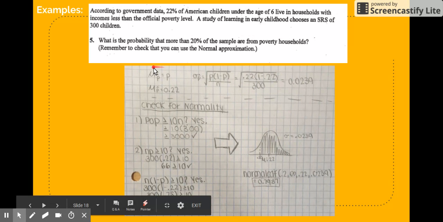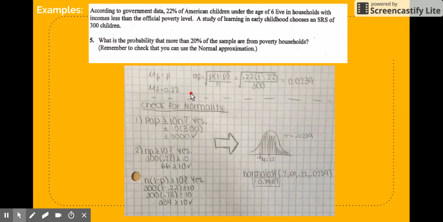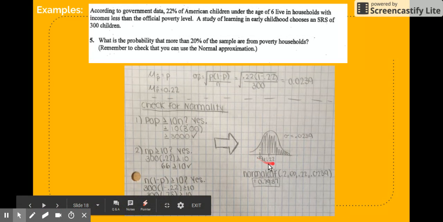And then up here, the problem doesn't tell you to do this, but you need to do it in order to solve it. So using the formulas from 2 slides ago, we find that the mean is 0.22, and then the standard deviation is 0.0239, and that is used right here on the distribution as mu equals 0.22, and then the standard deviation is right here. And then right here it's small, but you see it is 0.2.